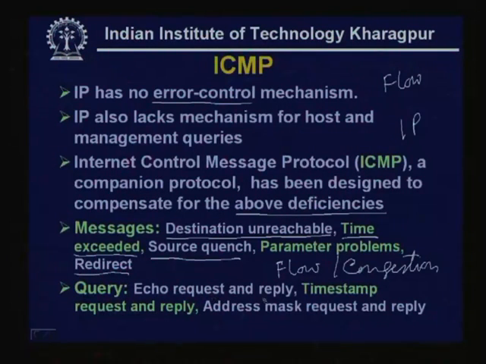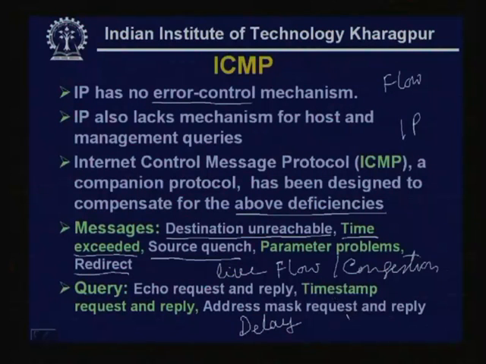For example, echo request and reply. In this case a station can send a request to another destination station to find out whether the destination station is live, working or not working. Similarly, timestamp request and reply. In this case a source can send a frame to the destination, and the destination will also use the timestamp and reply, and by this the round trip delay can be estimated, or this can also be used to synchronize two clocks, the source clock and the destination clock. So, for synchronization of two clocks or for measurement of delay, this can be used.